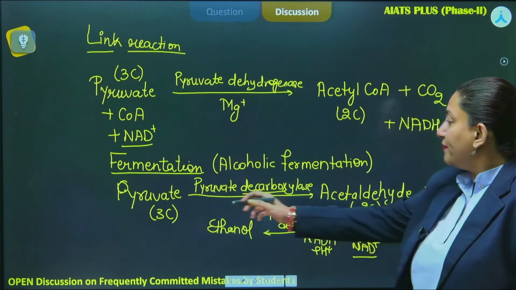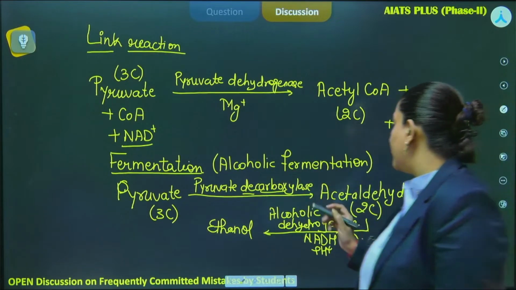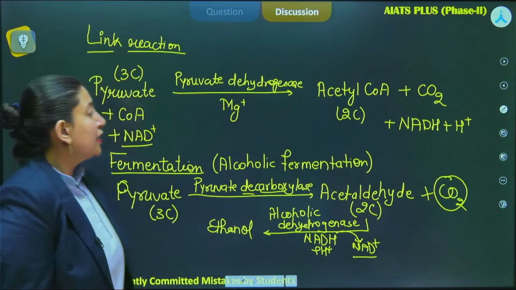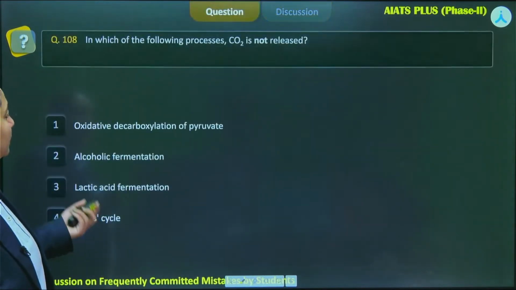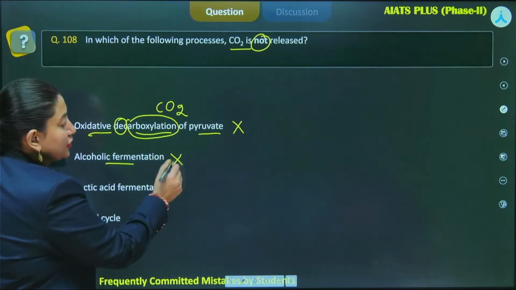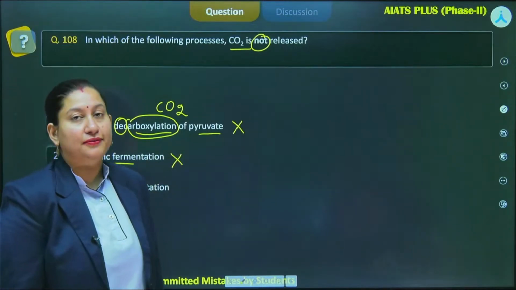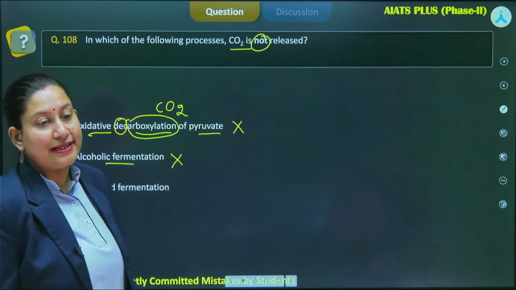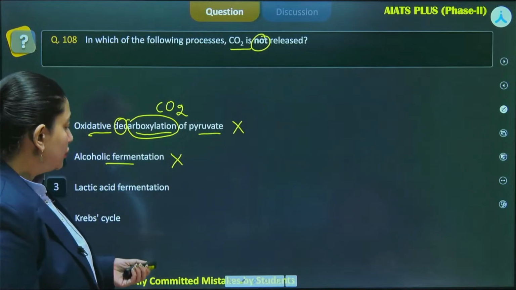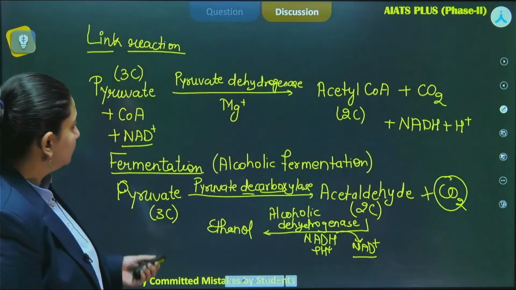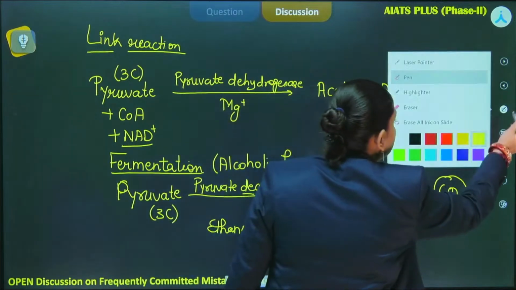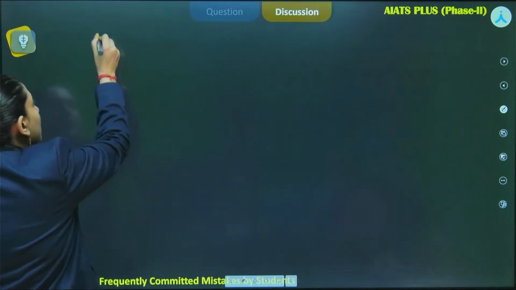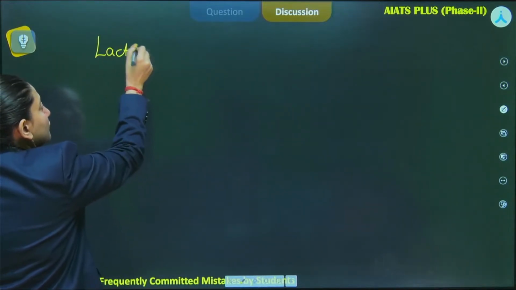So again, either way, in this alcoholic fermentation, what we have seen is the release of a carbon dioxide molecule, right? So if we go back, we could clearly see that during alcoholic fermentation as well, carbon dioxide is being released, right? Now, the next one we have is lactic acid fermentation. So if we see this again, now we will talk about the lactic acid fermentation.